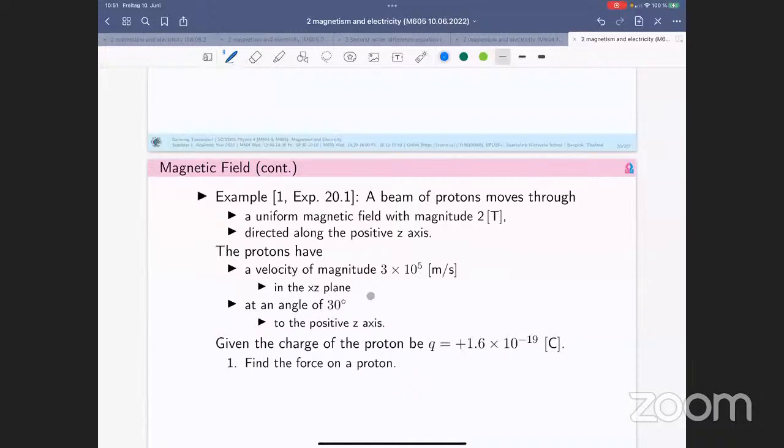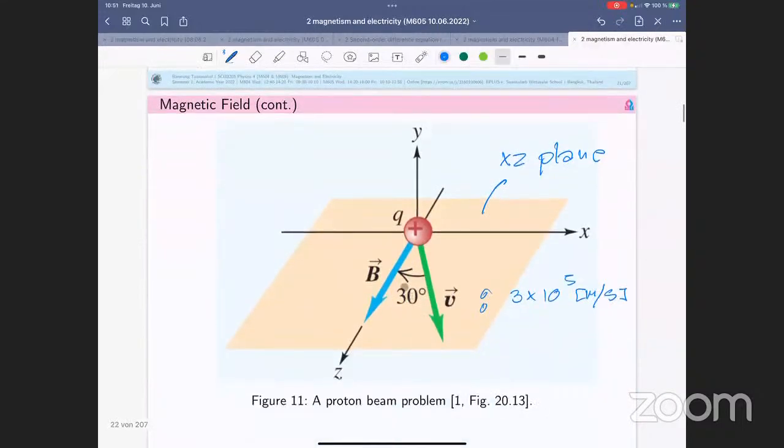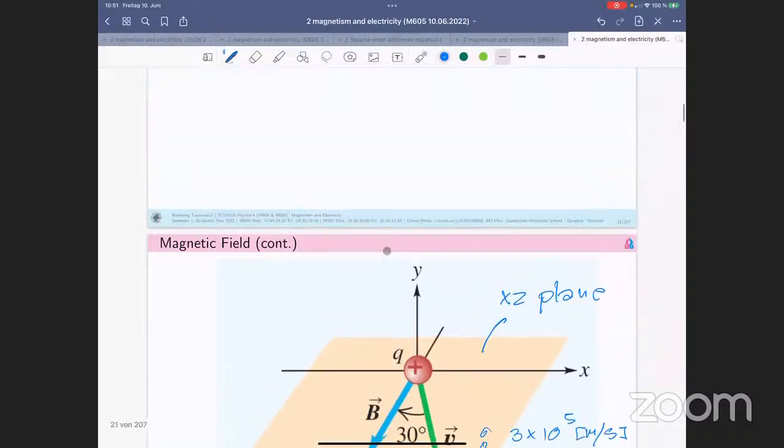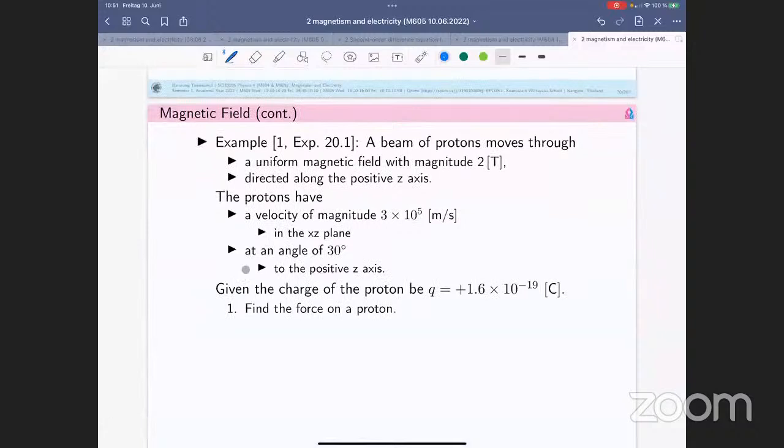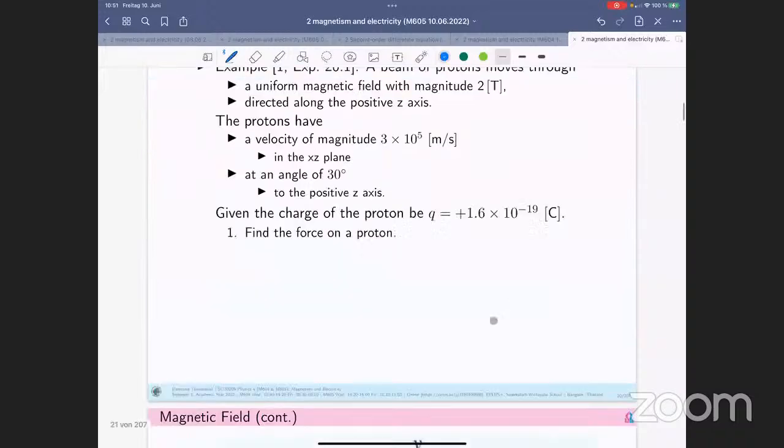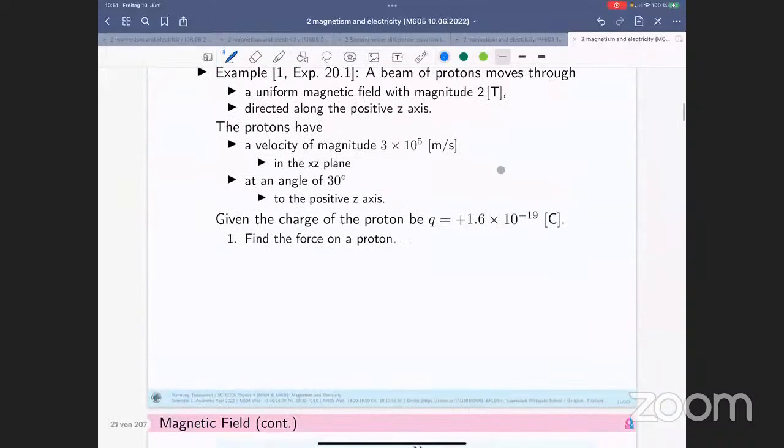The angle of the motion of that proton is 30 degrees. So if we measure from the positive z-axis, we get the velocity vector for the proton motion like this. Okay, 30 degrees with respect to the positive z-axis, and let the charge of the proton be 1.6 times 10 to negative 19 coulomb. So it's exactly the same amount of the charge as the electron, but this is actually an approximation.